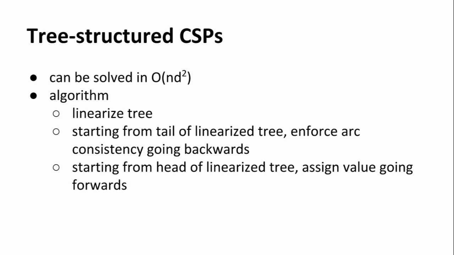And the reason that is because after we do arc consistency going backwards, all the arcs in the tree are going to be consistent, right? And that means that when we're assigning going forwards, for any value that we want to assign in the tail, there will exist a value in the head of the arc that can be assigned without violating any constraints. Okay, so we'll never be in the case where we've assigned a value in the tail and there's no values that can be assigned in the head of the arc, which means going forward, everything will just be smooth.